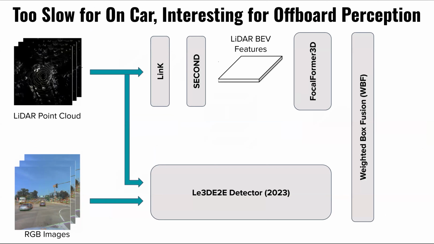So although, as we'll talk about, this method performs incredibly well, it is far too slow to run on vehicle. But I still think this is interesting for off-board perception purposes. If we have a large set of unlabeled data, like the Argoverse LiDAR dataset, you can run this to generate some sort of pseudo labels, which can be useful for downstream perception.